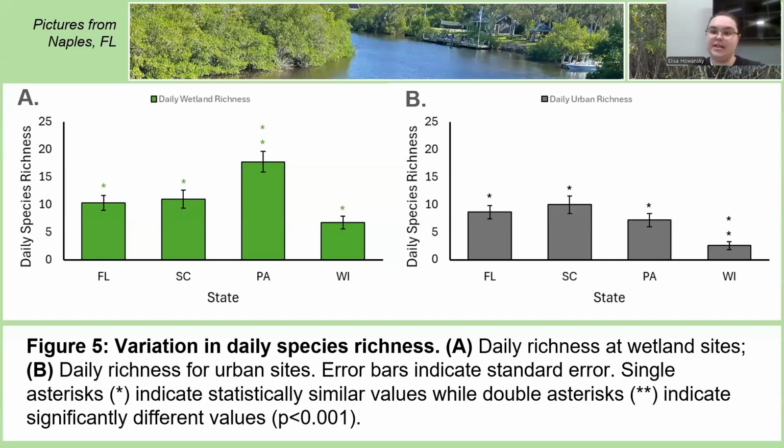In our urban habitats is where we start to see what is more consistent with what we were expecting to see, which is that Florida, South Carolina, and Pennsylvania are not significantly different than each other. They are slightly closer together than Wisconsin is. And Wisconsin is significantly lower, which is our highest latitude site.